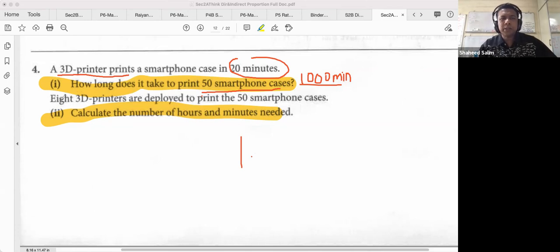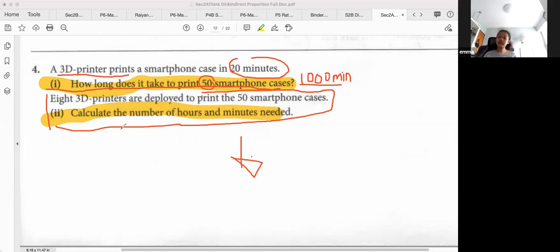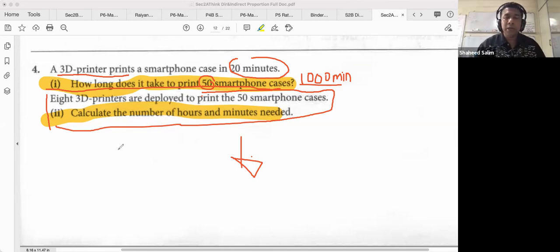Now, this question down here, you may not even need to use K. If you think you don't need to use K, don't use K. If you think you need to use K, use K. You try the next one. They say now they're going to use 8 printers. If one printer prints 50 smartphones, it takes 1,000 minutes. 8 printers is going to be shorter. So how many? If you don't need to use the formula, don't use it. Just go straight to it.